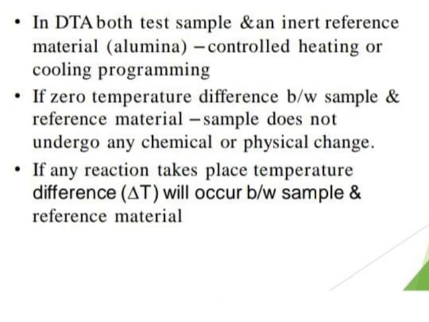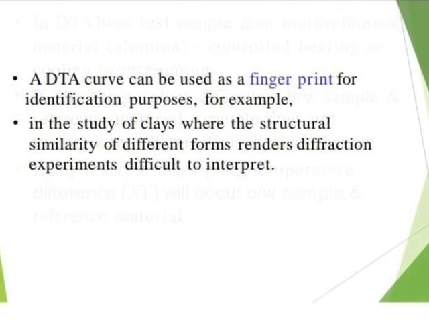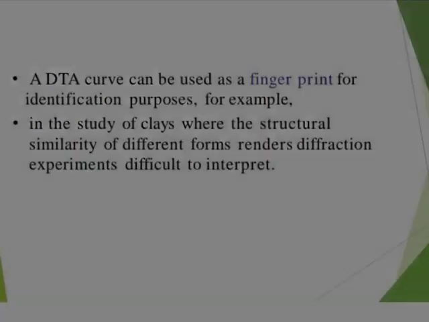If there is zero temperature difference between sample and reference material, the sample does not undergo any chemical or physical change. If any reaction takes place, a temperature difference will occur between sample and reference material. A DTA curve can be used as a fingerprint for identification purposes. For example, in the study of clays, where the structural similarity of different forms renders diffraction experiments difficult to interpret.